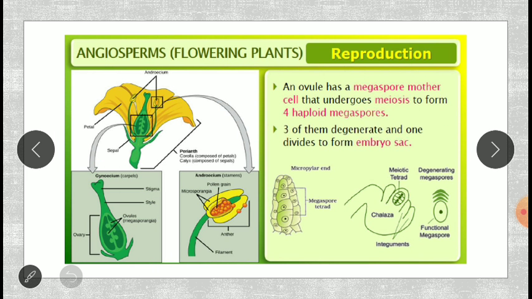Here, an ovule has a megaspore mother cell that undergoes meiosis to form 4 haploid megaspores. But of these 4 megaspores, 3 of them are going to degenerate, that is, they are going to be lost, and only one is going to divide to form the embryo sac.